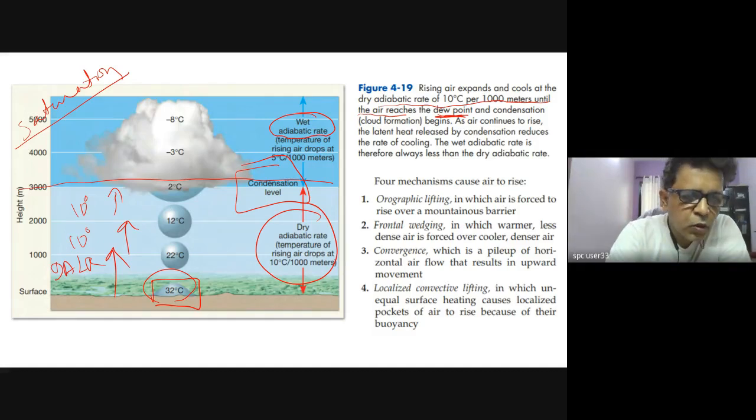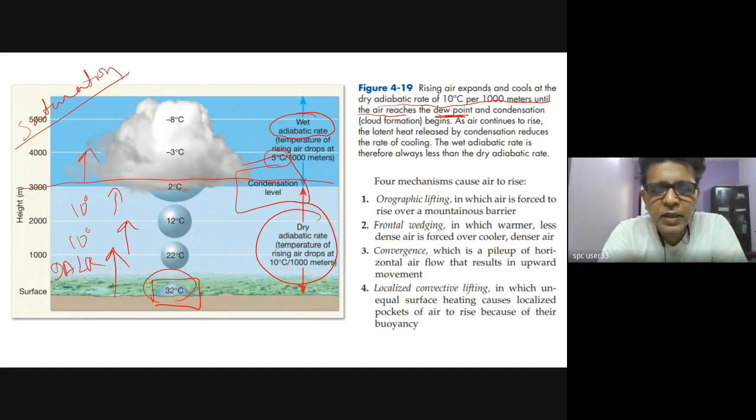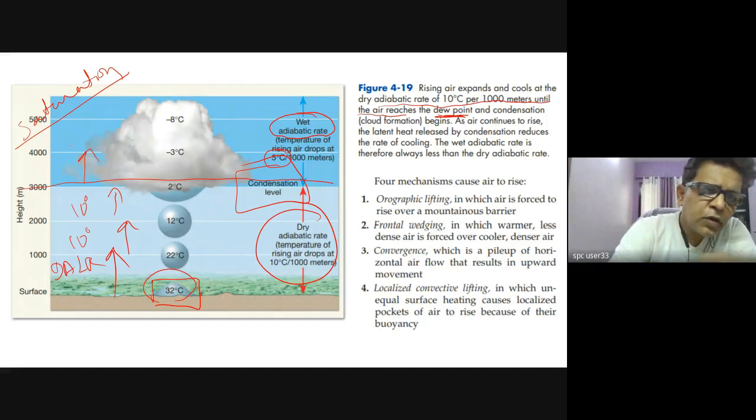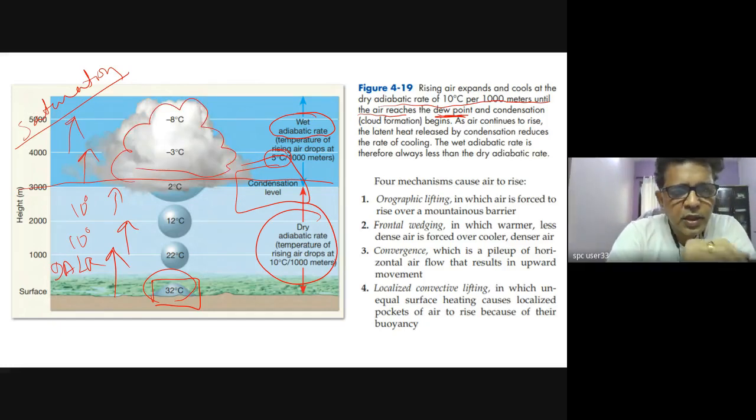So what was going up at a fall of 10 degrees now goes down below 6.5, that is the normal lapse rate, and it comes to 5 degrees, which is the wet adiabatic lapse rate. So from 2 to -3: 2, 1, 0, -1, -2, -3. From 4,000 to 5,000 meters, you'll see there is still condensation taking place.